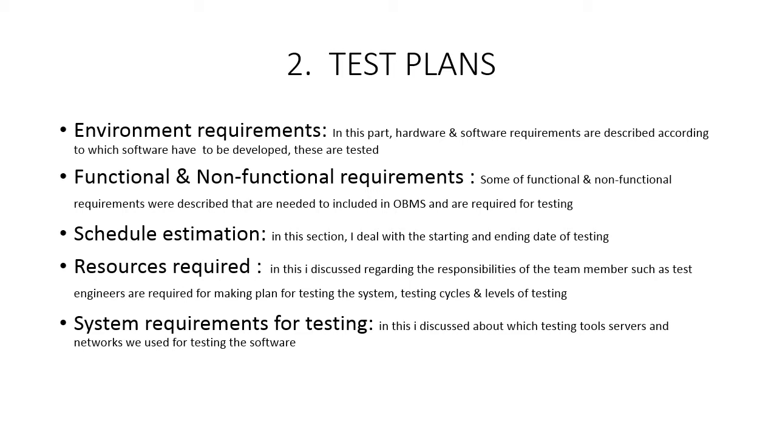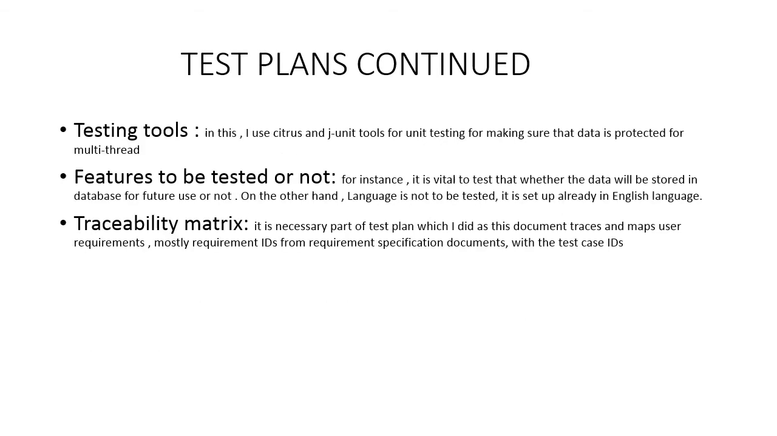In this section, I deal with the starting and ending date of testing and the resources required. I discussed the responsibilities of team members, such as test engineers who are required for making the plan for the testing of the system, testing cycles and level of testing. Then system requirements for testing: I discuss which testing tool, server and network we use for testing the software. Proceeding further, testing tools. In this, I use Citrus and JUnit tools for unit testing, for making sure data is protected for multi-threads.